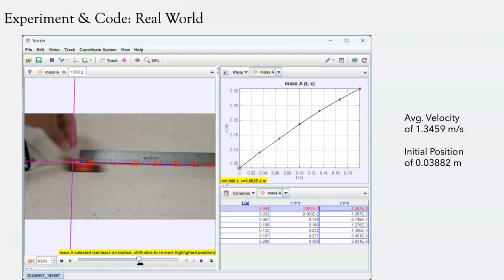Here is a screenshot of the tracker application after analyzing the video. The initial position starts at 0.03882 meters, and we get an average velocity of 1.3459 meters per second. This is taken from the whole length of the graph, from beginning position to end position. This data is then used for GlowScript for the virtual experiment later on. And note that we only took 0.2 seconds of data.